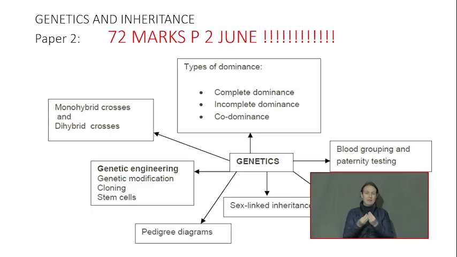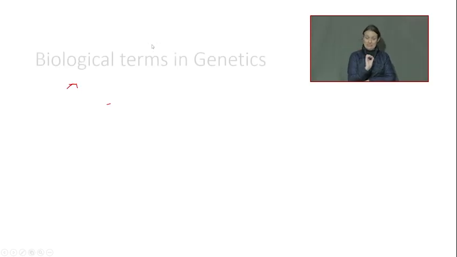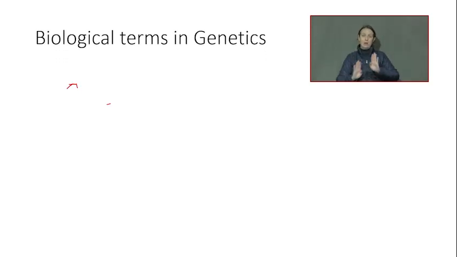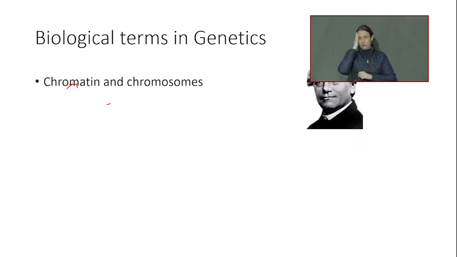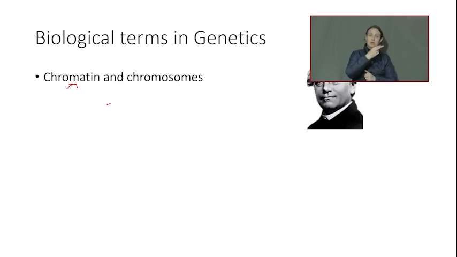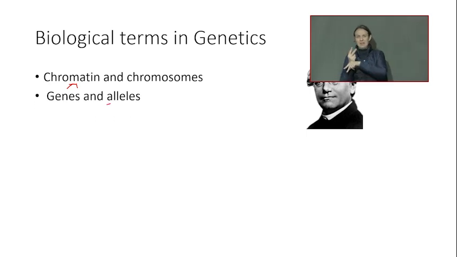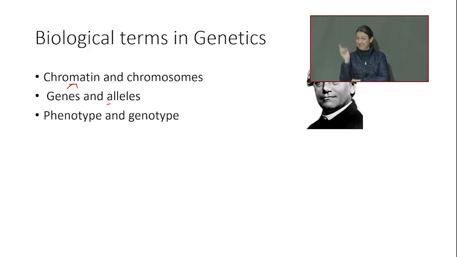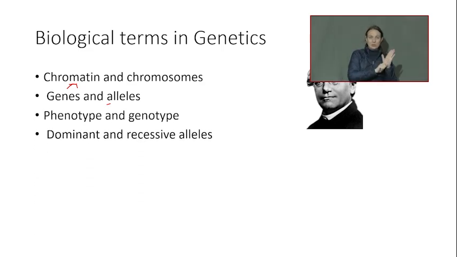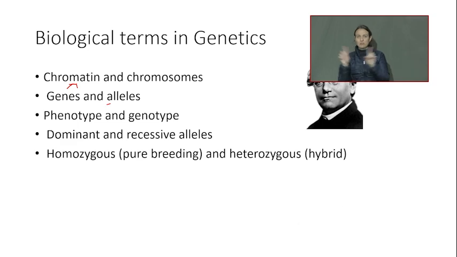Then genetics, which is the last part, 60 marks. 60 marks as well. And remember, it's for the Free State, 60 marks. Not 72, 60 marks. Then biological terms. Know your biological terms. The difference between a chromatin and a chromosome, a gene and an allele, and when we get to alleles, please do not forget we also have multiple alleles. Phenotype and genotype, dominant and recessive, homozygous and heterozygous.